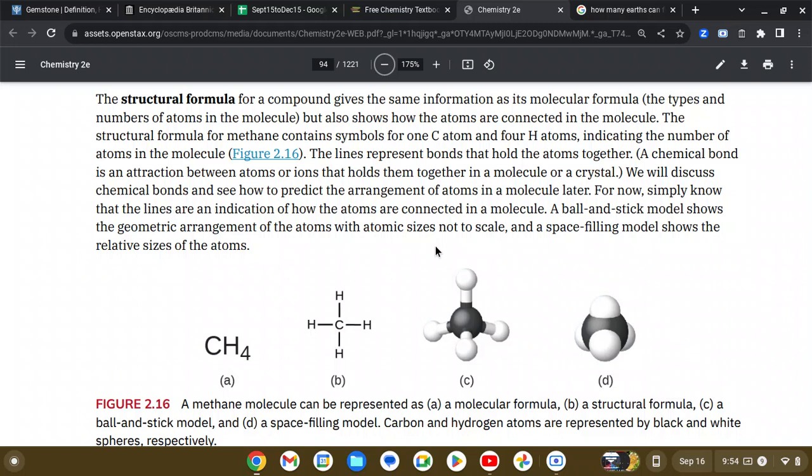A ball and stick model shows the geometric arrangement of the atoms with atomic sizes not to scale, and a space-filling model shows the relative sizes of the atoms.